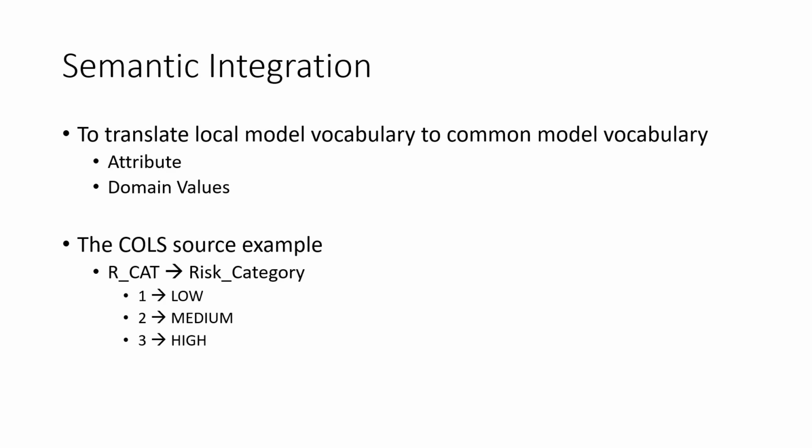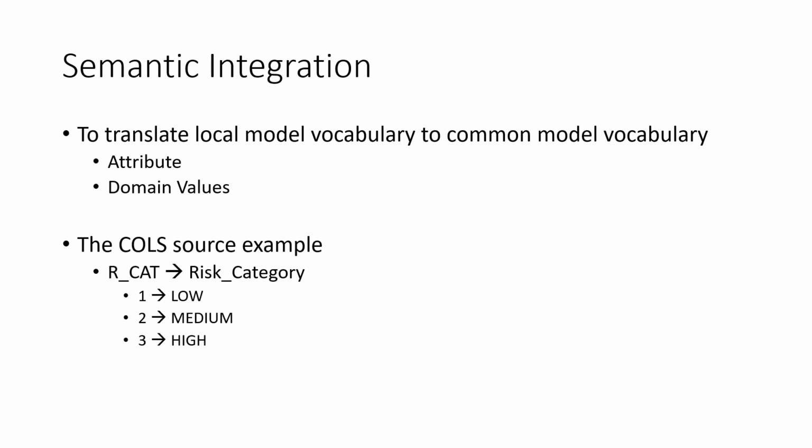In semantic integration from a focal perspective, we always talk about translating a local model vocabulary into a common model vocabulary. And that means we look at attributes and domain values. In the loans source example, we had something called RCAT, which in the business information model is represented by risk category. And these two different attributes had different domain values that we could map: 1 representing low, 2 representing medium, and 3 representing high.